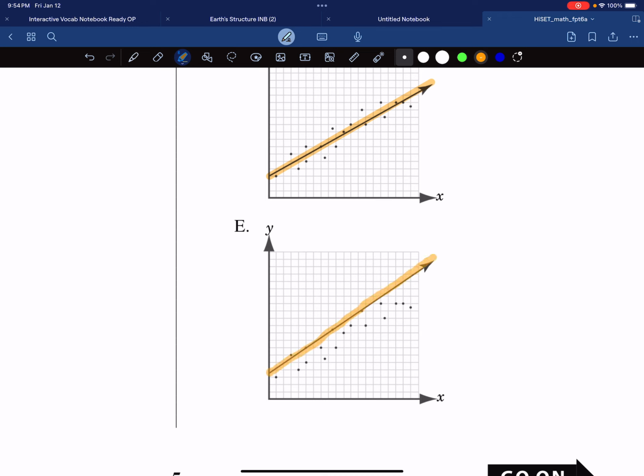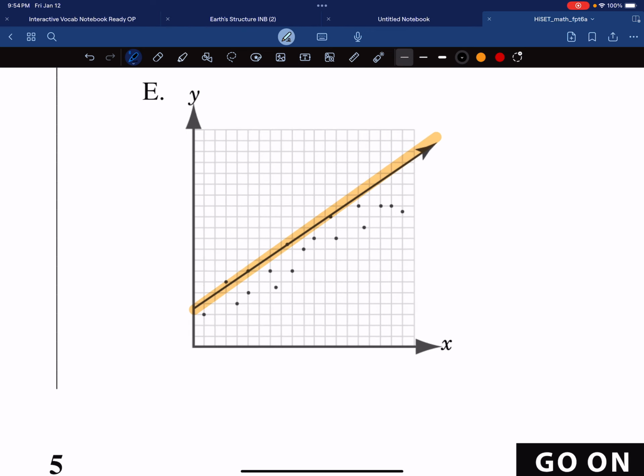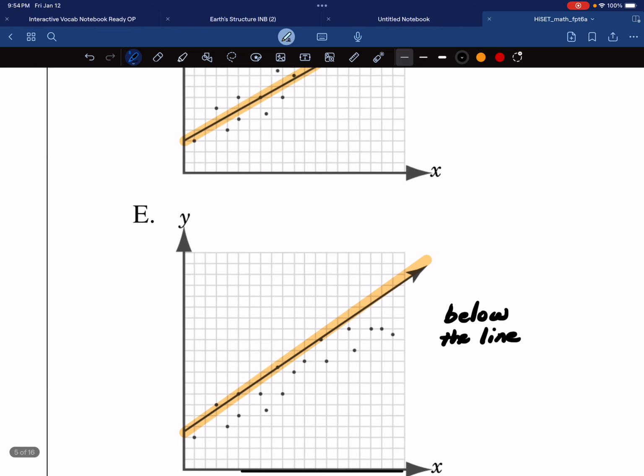So let me see if I can explain this a little bit better. This is a good one to start on. Do you see how most of the dots on E are below the line? I only see one that is above the line. So the dots are not distributed evenly around the line. That's the word I'm looking for. This is a line that fits the distribution the best.